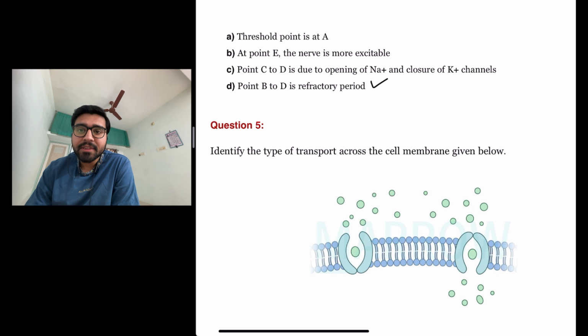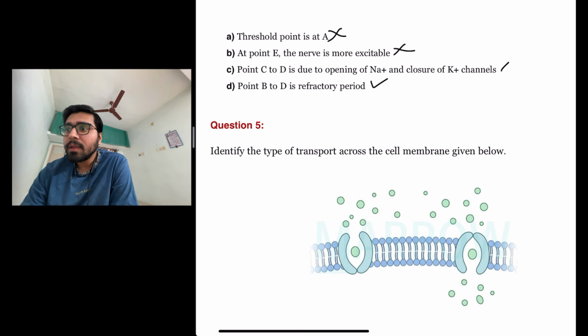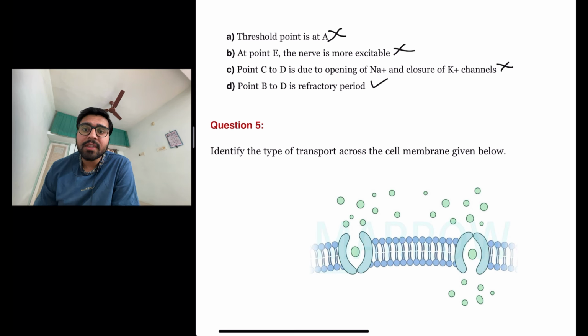Let us look at the other statements. Threshold point is at A. This is wrong. At point E, the nerve is more excitable. No, a stronger stimulus is required at point E. Point C to D is due to opening of sodium and closure of potassium channels. No, it is due to opening of potassium channels and closure of sodium channels.